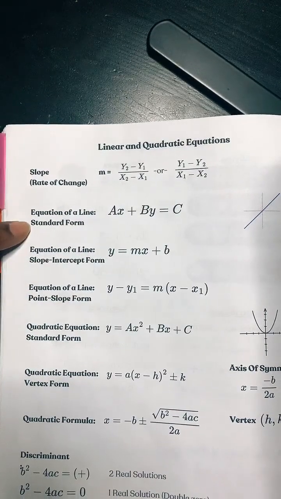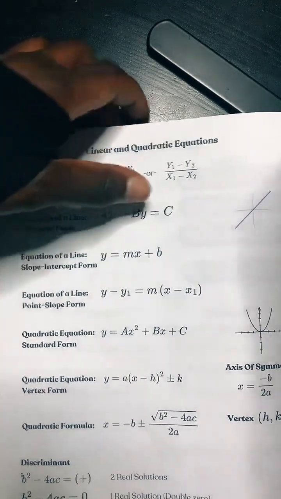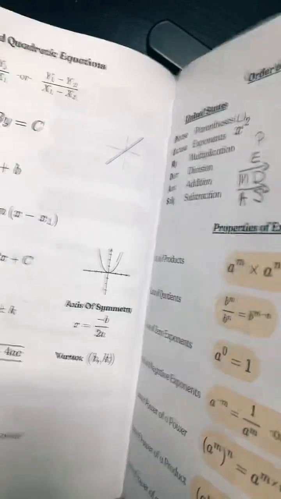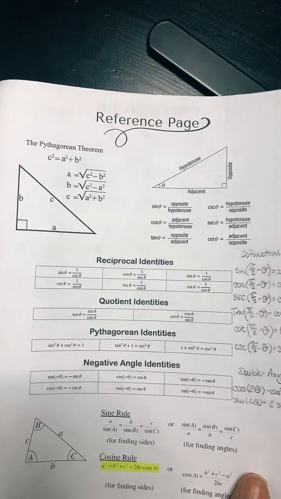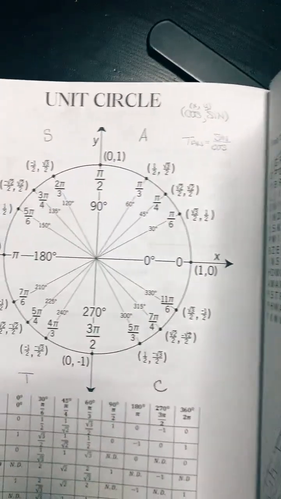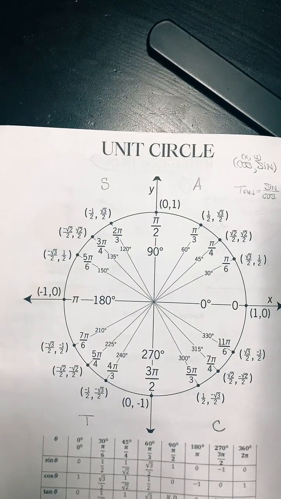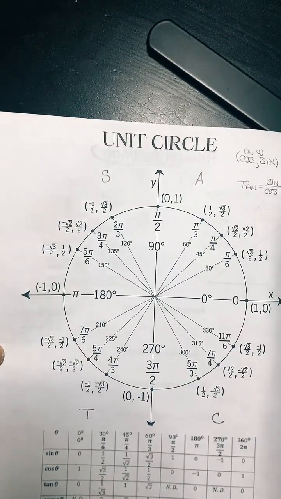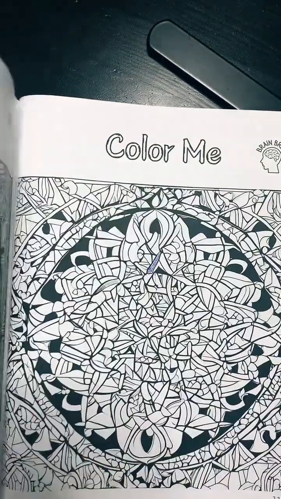Okay, we have slope, equation of a line, and standard form, slope-intercept form, point-slope form, also some quadratics. So it's a lot of stuff, just to remind you, even volume and surface area. A little bit of trig, with some of the identities, and the famous unit circle, especially when you get into advanced math. And then I'll also give a section just as a brain break.